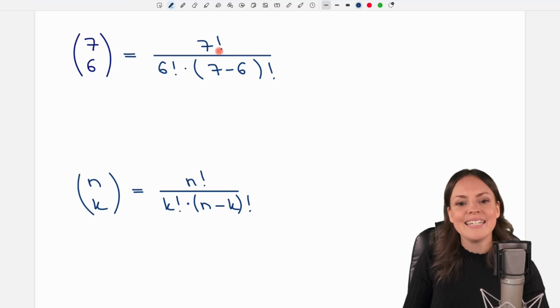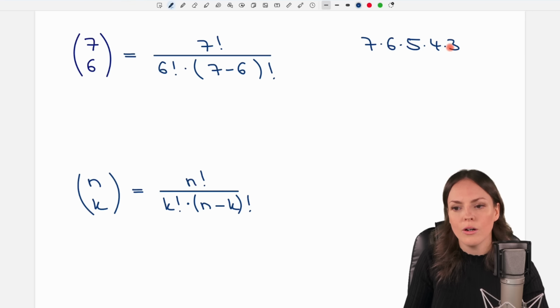We said that it means that you start at the 7 and multiply down, so times 6, times 5, and so on until you get down to 1. What is 6 factorial? Pretty similar to this one. You just start at the 6, so you start at 6 times 5 times 4, and so on down to the 1.